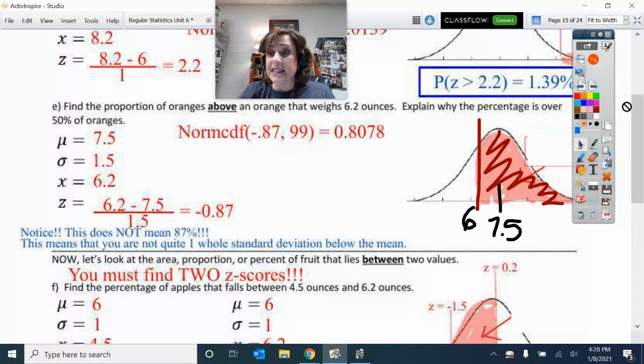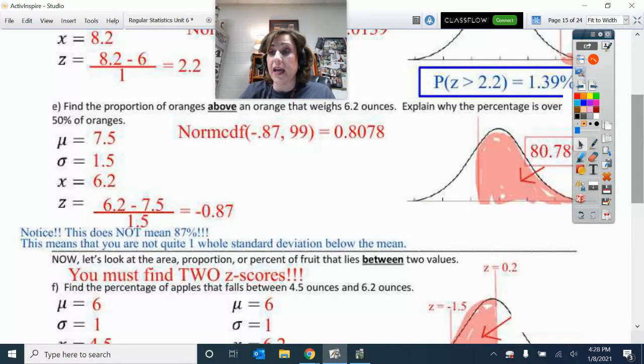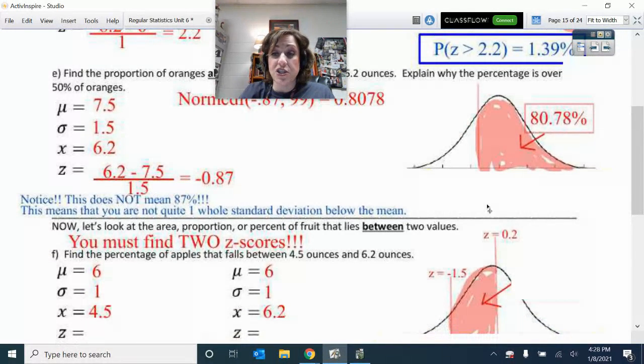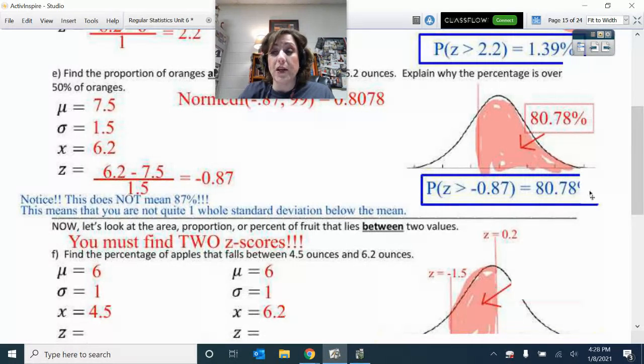So here we're going to norm CDF from negative 0.87 up to 99, and that's how I get 80.78%. But let's do our correct probability notation. That would be the probability, P, that Z is greater than the z-score we got, negative 0.87. And that is the answer the norm CDF gave me, 80.78%.